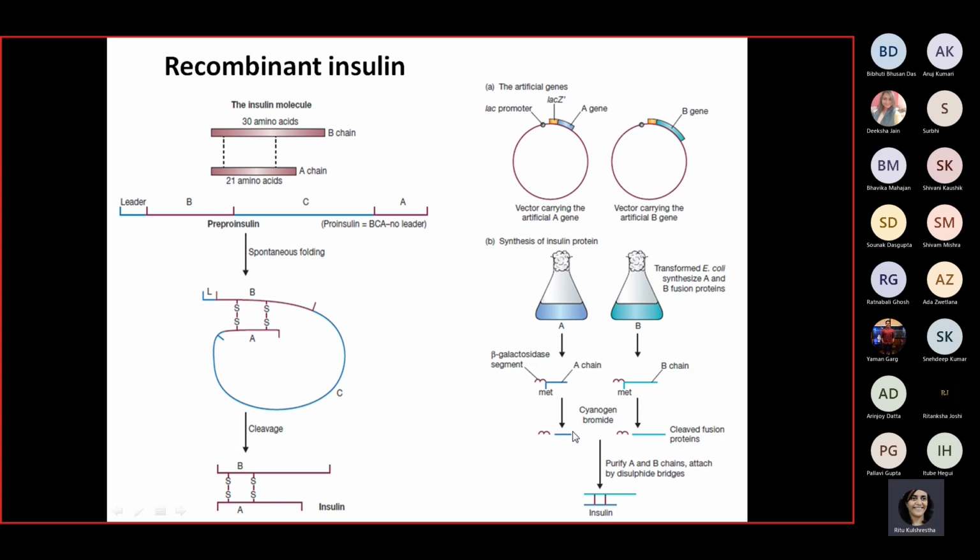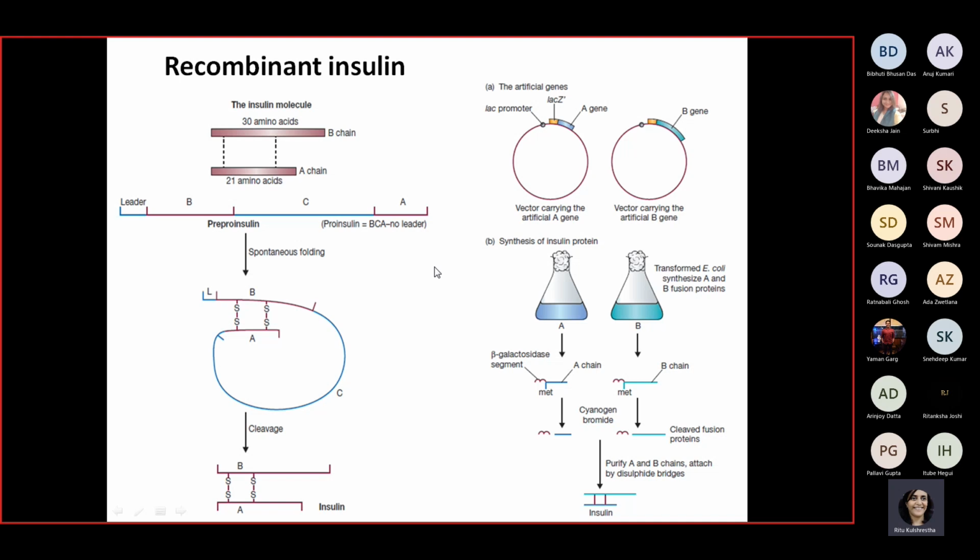Then we get pure A and B chains, and you combine them in a tube and perform a reaction for the formation of disulfide bridges. So this is how insulin was initially made. Currently, the insulin in the market is in many cases from an E. coli source, while some companies make it in yeast. And it was realized that we can have A and B chains together in one vector, so many companies make A and B in one vector only.